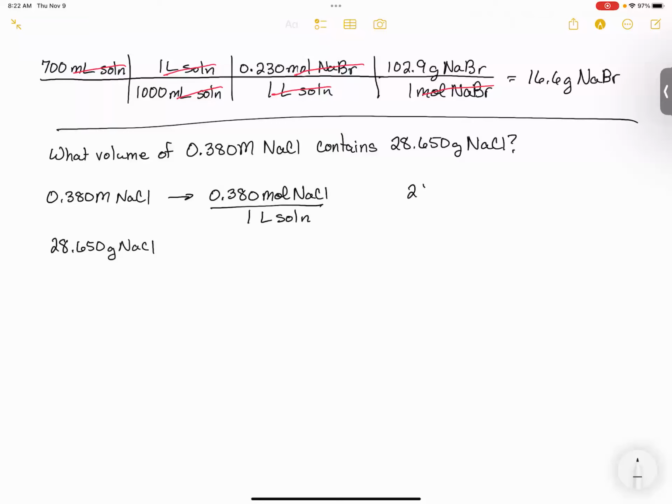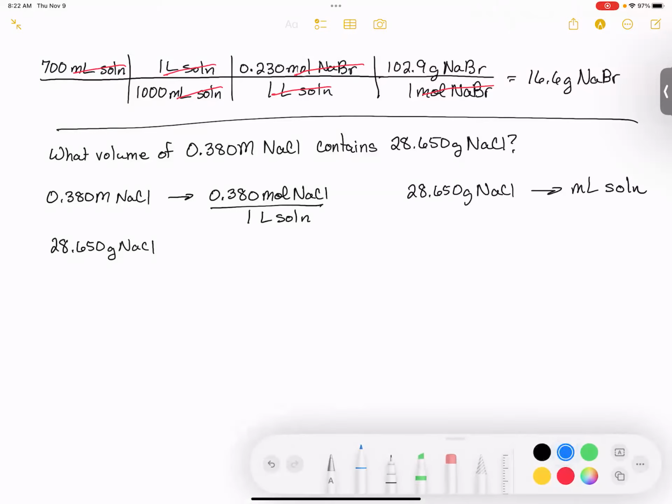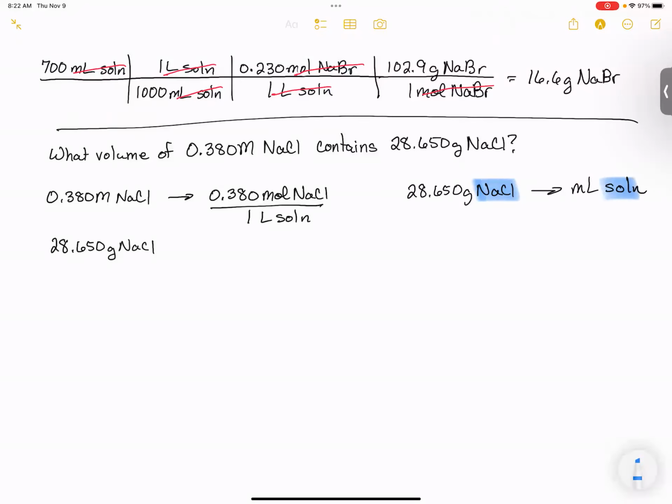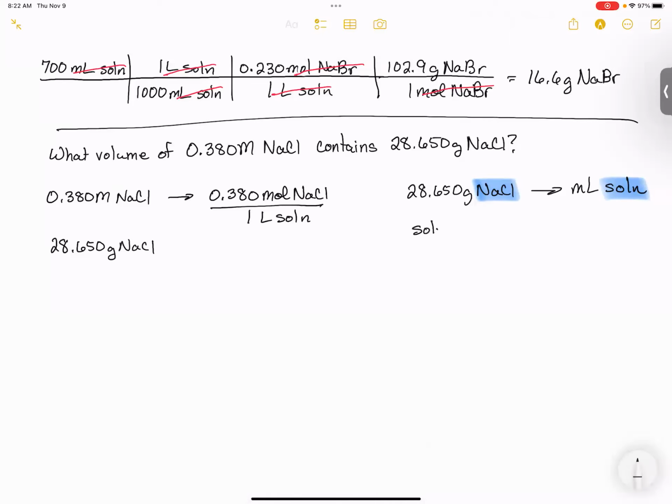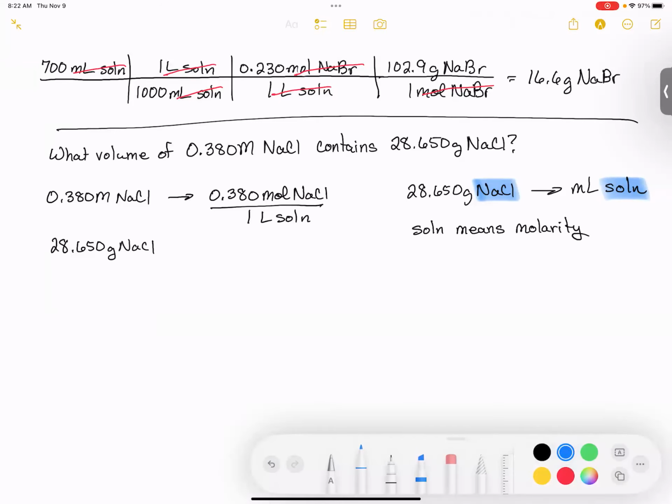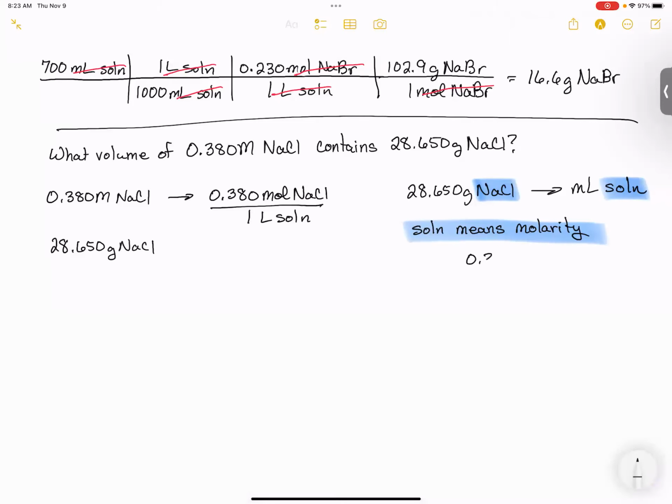So we're going to begin with the 28.650 grams of NaCl, and that is what we're going to convert to milliliters of solution. I notice that I'm dealing with two different things, NaCl and its solution. Because I see solution, I automatically think of the molarity as the conversion factor. So one of the conversion factors I will need is 0.380 moles of NaCl is 1 liter of solution.